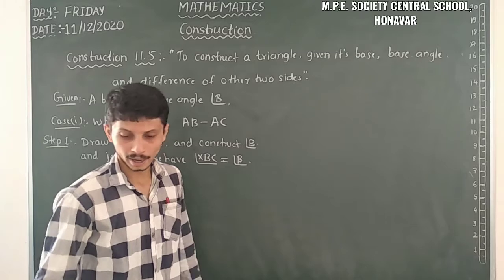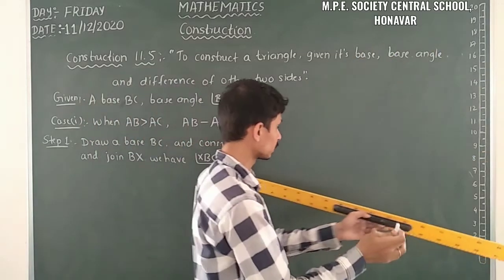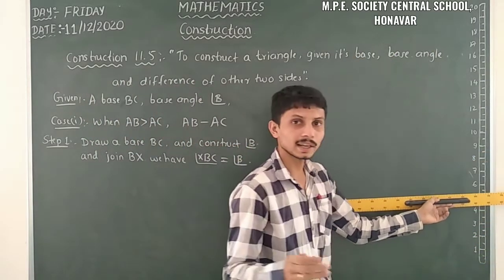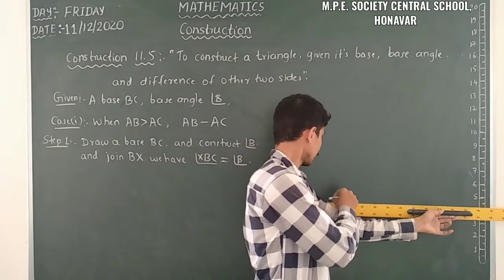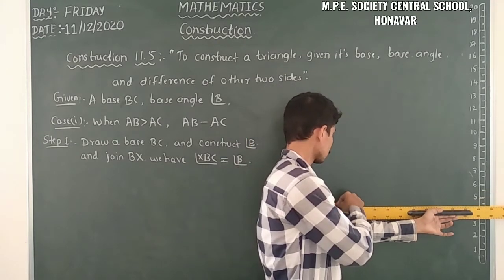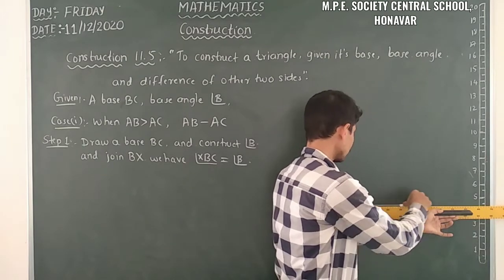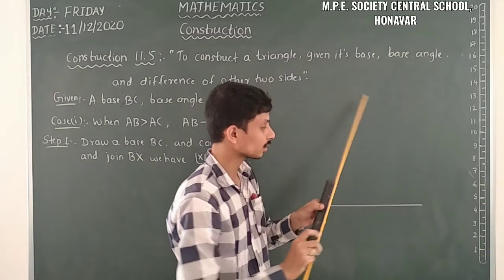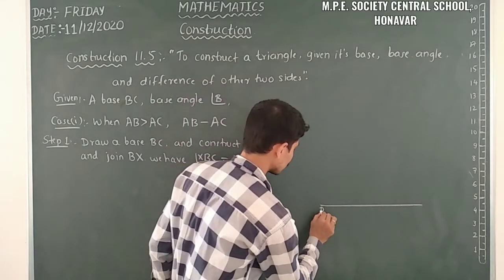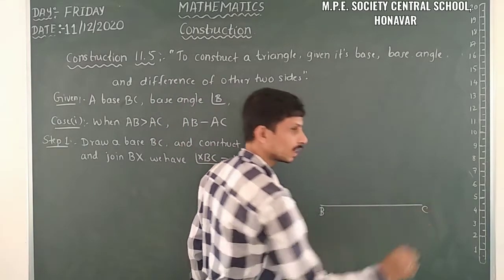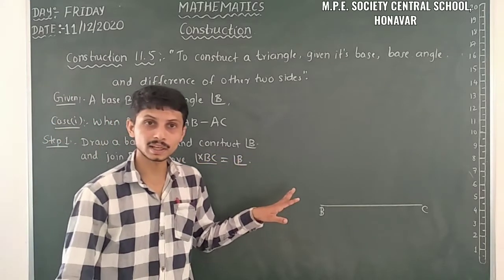Angle XBC is equal to angle B. So here we have to draw a base first, BC. Whatever length is given, we have to take the same length. So whatever length we have, that is BC. Then we have to construct angle B, whatever angle we have.